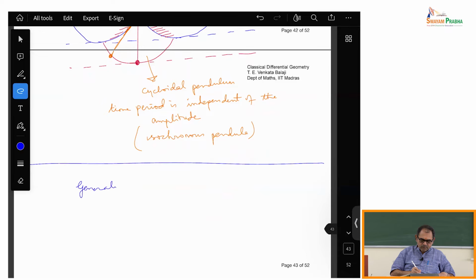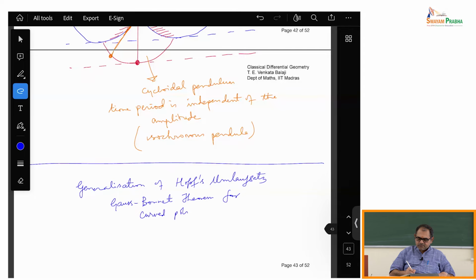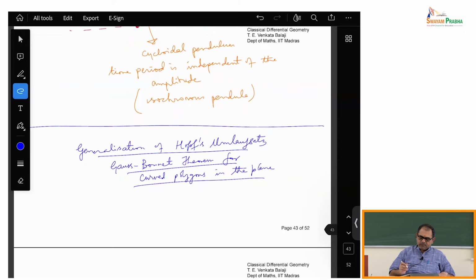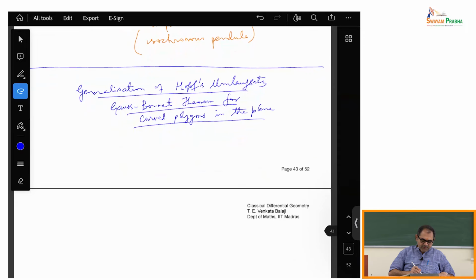It is a generalization of the Hopf-Umlaufsatz. It's called the Gauss-Bonnet theorem for curved polygons in the plane. So what is this? Basically, you look at a polygon in the plane which is curved. So you are looking at something like this.